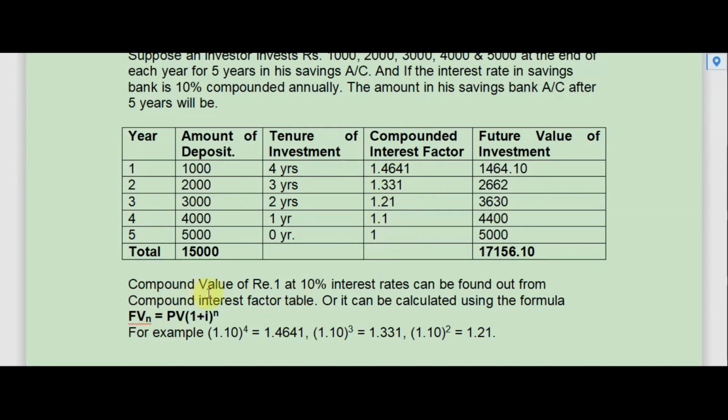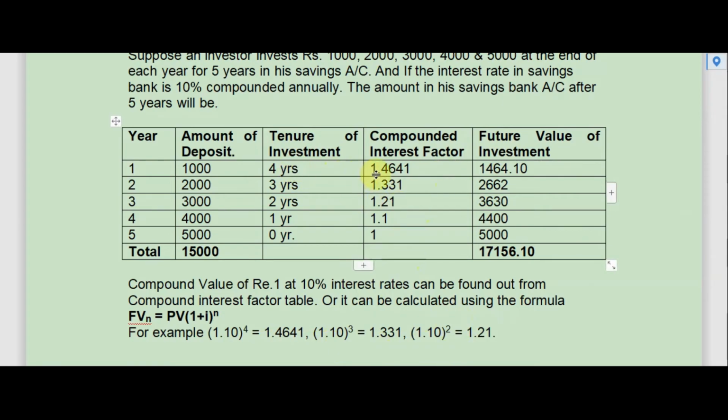The compound value of rupee 1 at 10% interest rate can be found from the compound interest factor table, or it can be calculated using the formula FVn equals PV multiplied by (1 plus i) whole to the power n. For example, 1.10 to the power 4 equals 1.4641, 1.10 to the power 3 equals 1.331, 1.10 square equals 1.21, and so on.